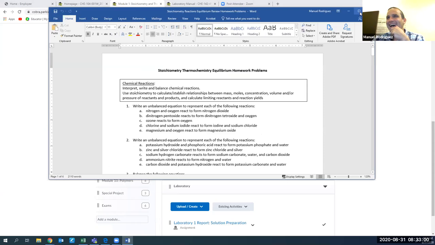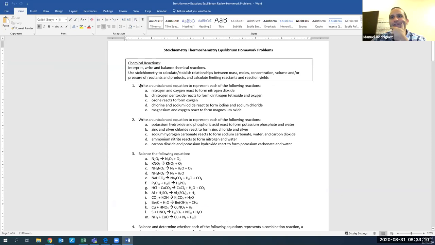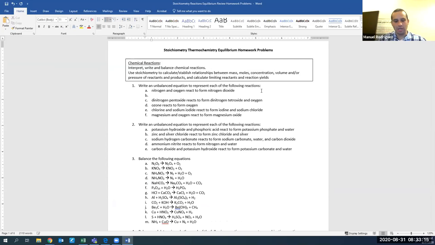And you guys get the file? You guys see the homework file now? Okay, so you got the homework file. So basically, the first one is just write the reaction. So we're just like, oh, this thing, nitrogen.